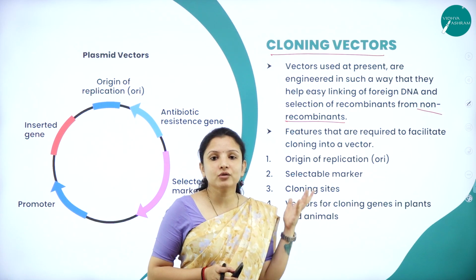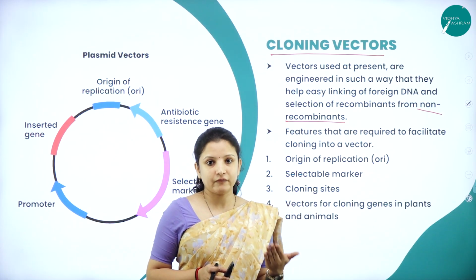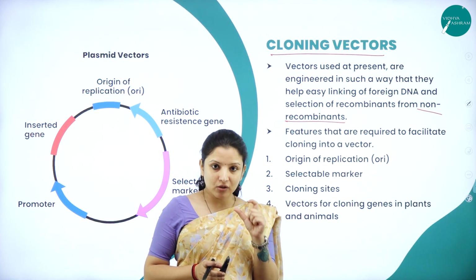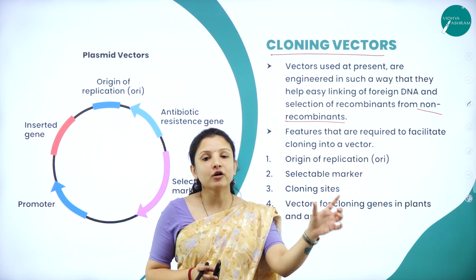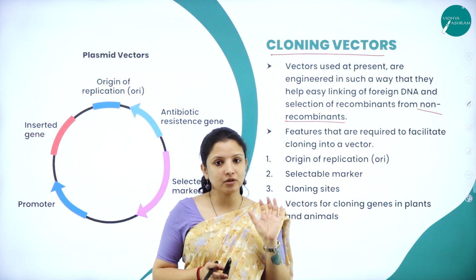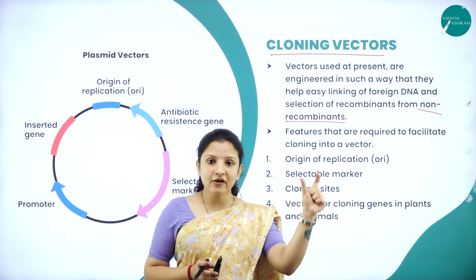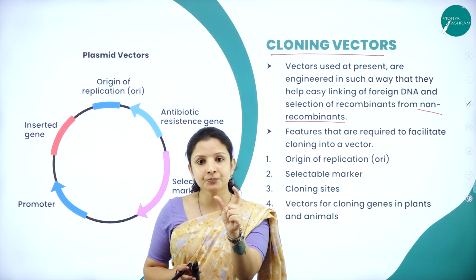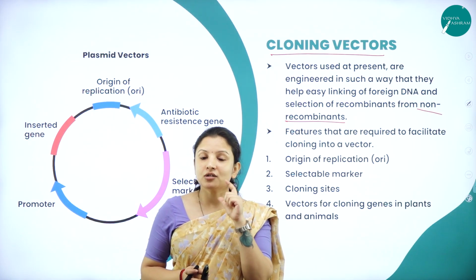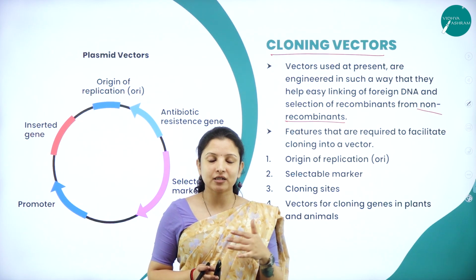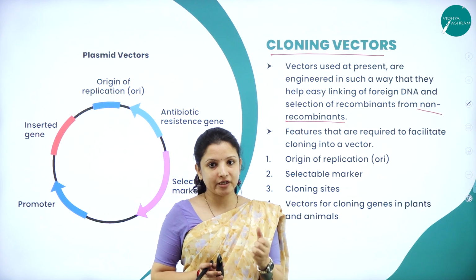For that particular purpose, we need a vector. That is why we need cloning vectors, and we need to produce multiple copies of the foreign DNA. Where have we put the foreign DNA? Into the vector. What is that vector? The bacteria. How the foreign DNA was put into the vector, we studied in the previous session, so just have a look at that video session.